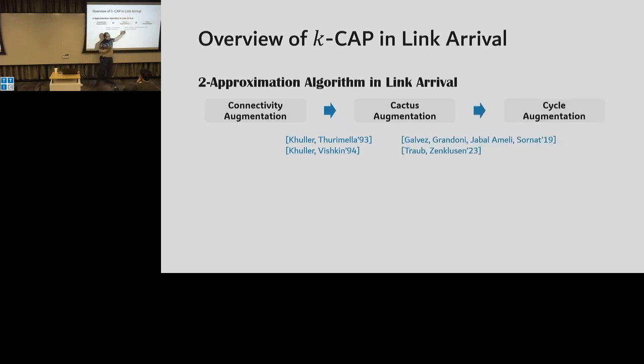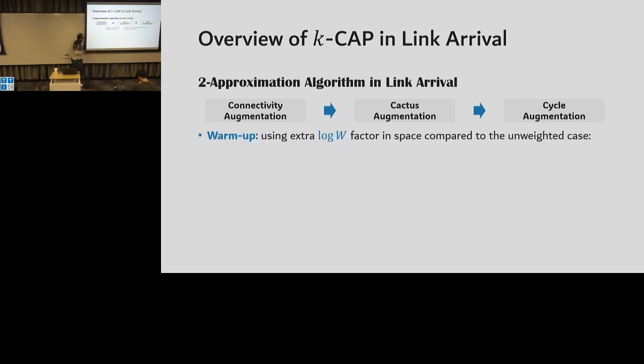It was actually recently observed, and that was one of the main technical parts of the recent progress on the connectivity augmentation problem in the offline setting, that cactus augmentation can be reduced to cycle augmentation. So that's a much simpler object now. We are given a cycle, and we want to augment its connectivity to 3, let's say. So first, if we are okay with losing a log factor, let's see what the overall idea is.